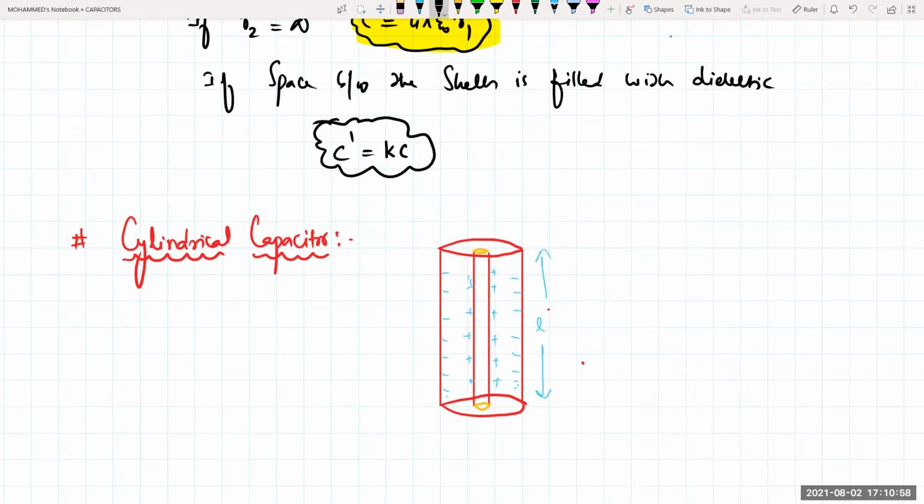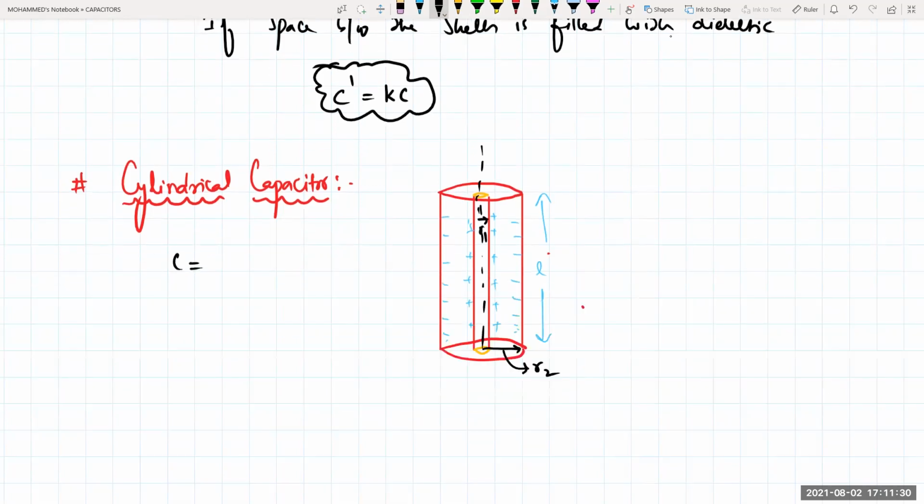And here the radii of this one I'm taking from this axis. The inner radius is nothing but equal to your R1, and the outer radius is, say for example, R2. So from here to here, this is nothing but R1. From here to here, this radius is R2. Then the formula will become C is equal to 2 pi epsilon naught into L divided by log of R2 by R1.